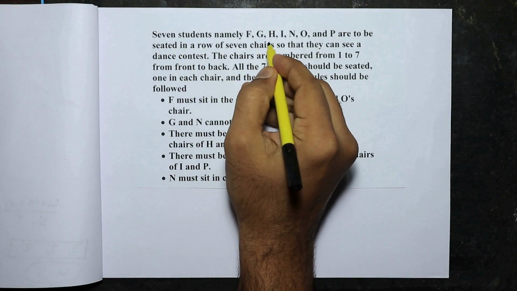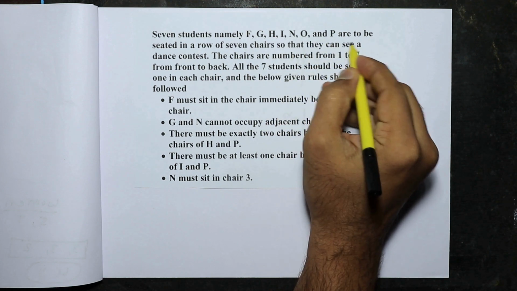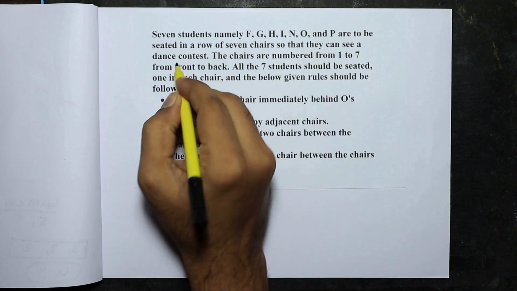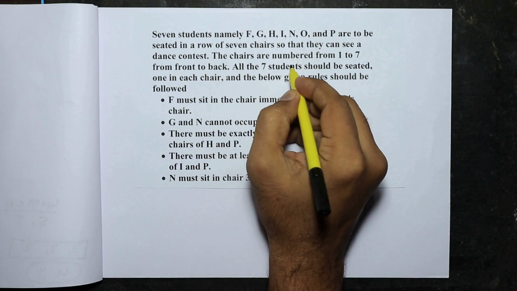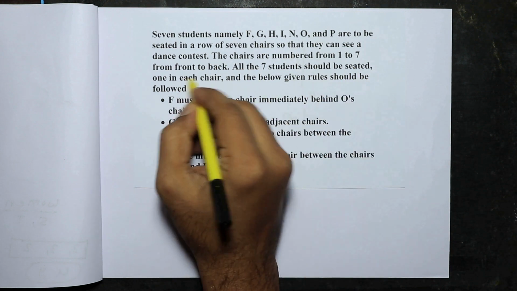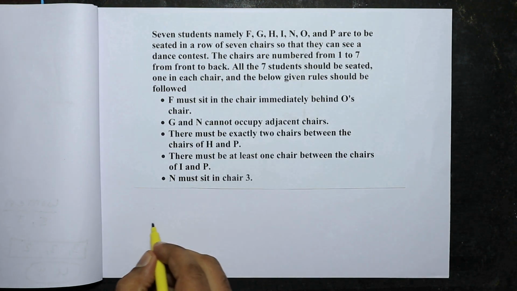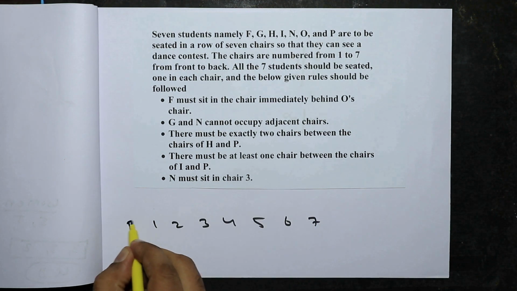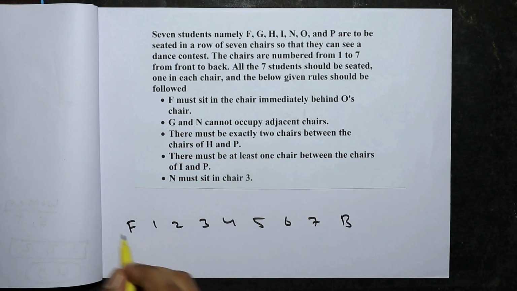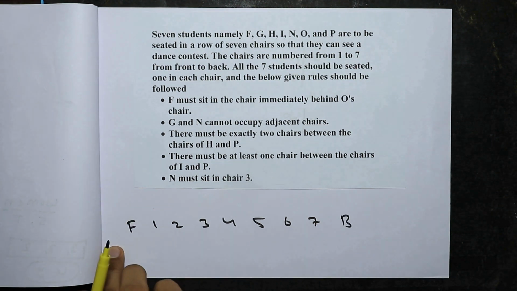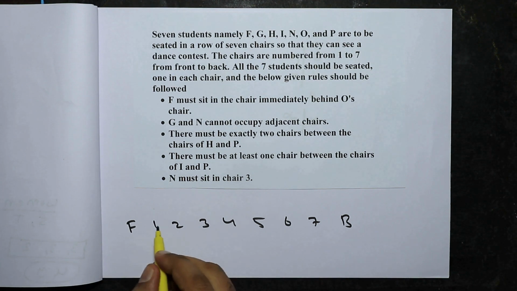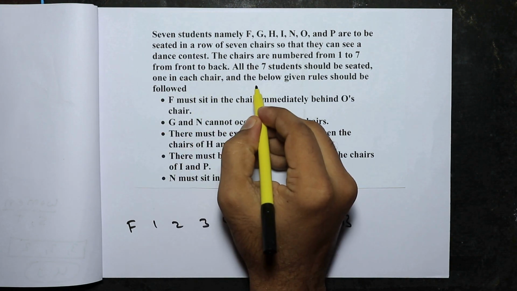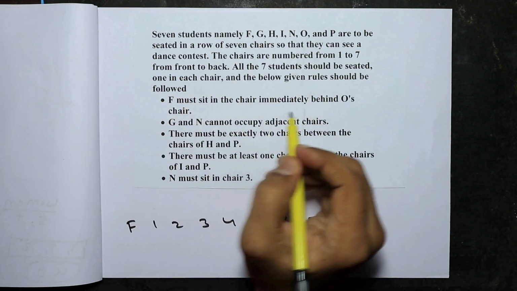7 students, namely F, G, H, I, N, O, and P, are to be seated in a row of 7 chairs so that they can see a dance contest. The chairs are numbered from 1 to 7, from front to back. So I'll mark the chairs like this, 1 to 7. So this is the front and this is the back. So this is the stage where they can see the dance contest and they are sitting from front to back. All these students should be seated, one in each chair, and the below given rules should be followed.